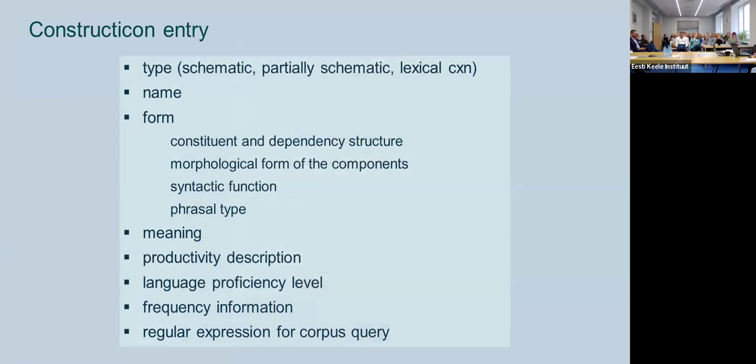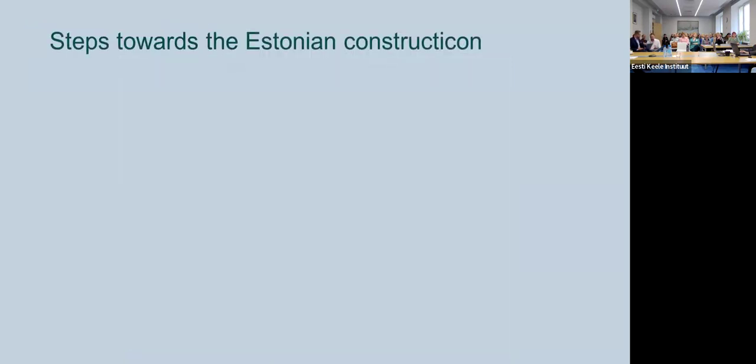The question of the konstruktikon entry: we think the entry should of course contain the type of construction and also the subtype. And then the difficult question of the name. We have also already discovered the difficulty of naming a construction. It's not easy. And then we have to define the form, syntactic and morphological form, and its meaning that may come from the gap slots, words that can fill the slots, and productivity description, language proficiency level, frequency information, and a regular expression for corpus query. So that's our preliminary konstruktikon entry design.